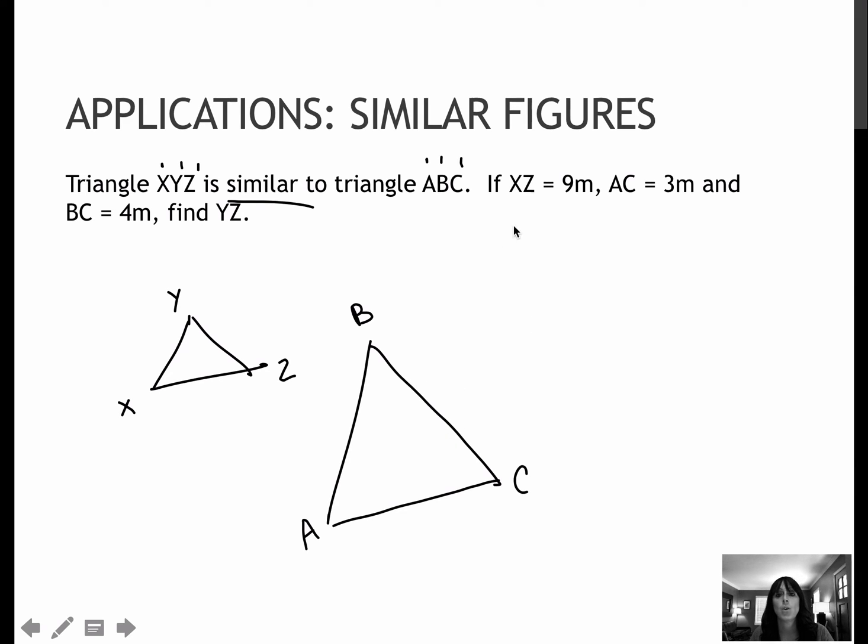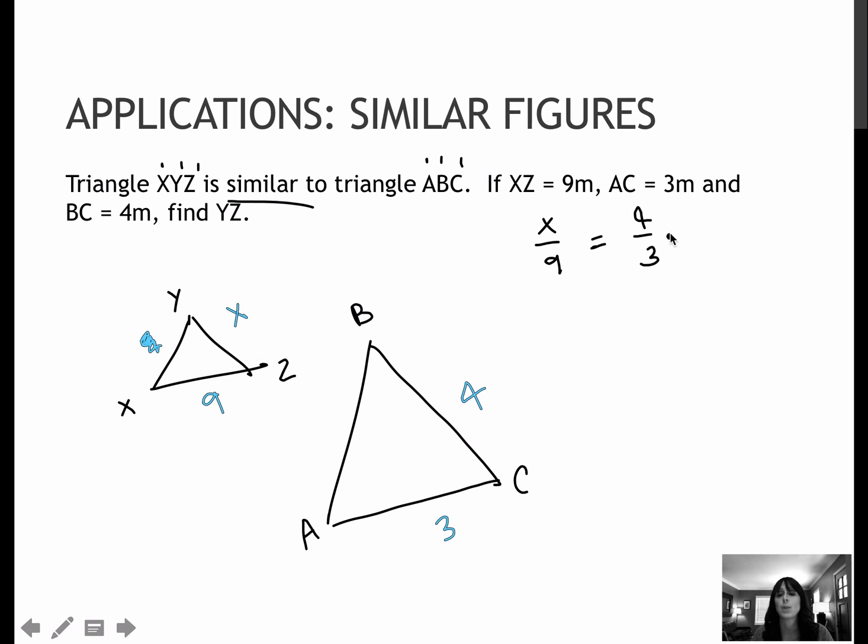So if I know that XZ is 9, whoops, just kidding. XZ is 9. AC is 3, looks like I drew these backwards, that's okay. BC is 4, and I'm trying to find YZ, so that's what I don't know. So to set this up, I might say that the right-hand side over the bottom, so x over 9, equals the right-hand side over the bottom, which is 4 over 3.